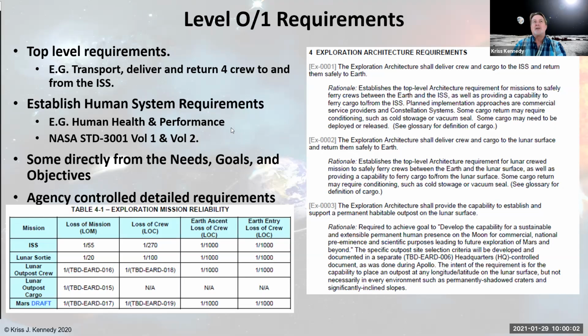There are other aspects like the human system requirements. Like I was talking about, the Human Health Performance Standard 3001 also provides additional requirements that influence and are put upon the list of requirements for that system. Some directly come from needs, goals, and objectives, which is important, which is why we discuss that. And then there are agency controlled detailed requirements, things like exploration mission reliability, you know, loss of mission, loss of crew, etc. These types of expectations of performance requirements.